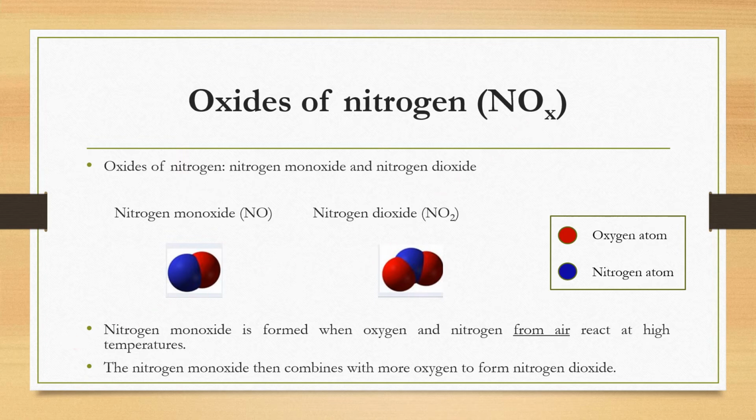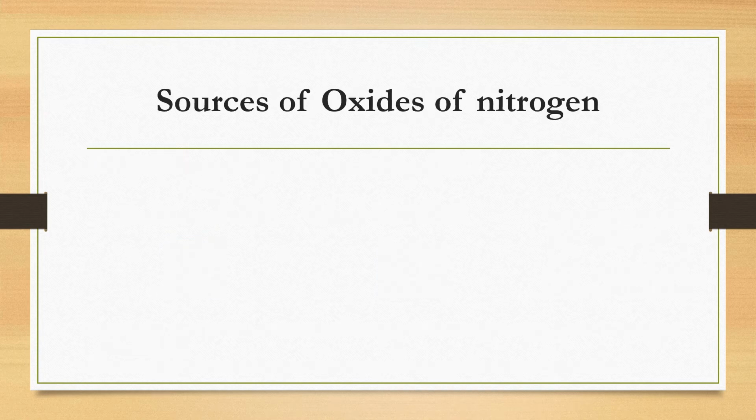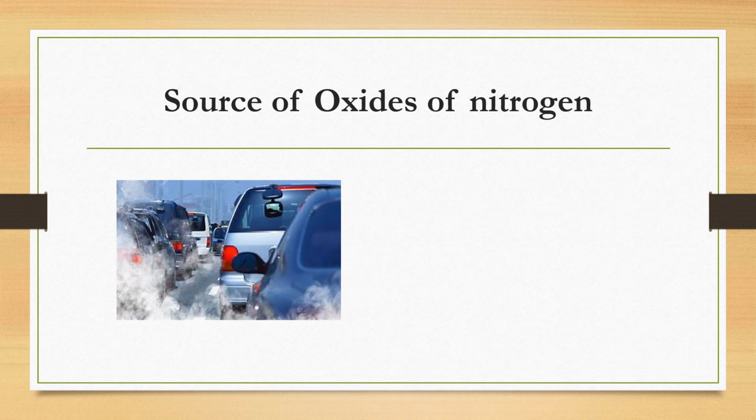Nitrogen monoxide is formed when oxygen and nitrogen from air react at high temperatures. The nitrogen monoxide then combines with more oxygen to form nitrogen dioxide. Let's now investigate some sources of oxides of nitrogen. This picture illustrates a major source of oxides of nitrogen. Observe the picture and identify this source.